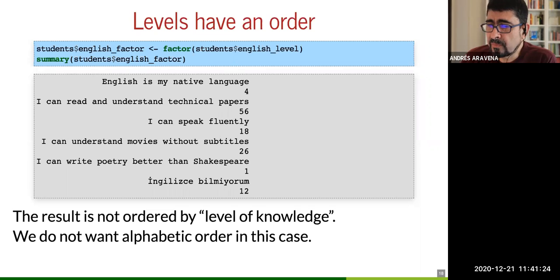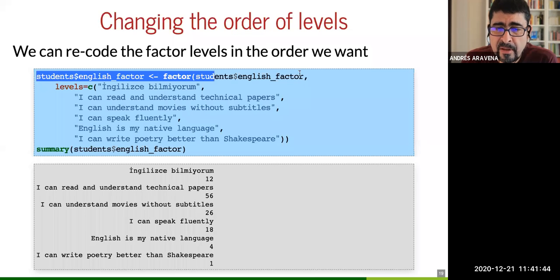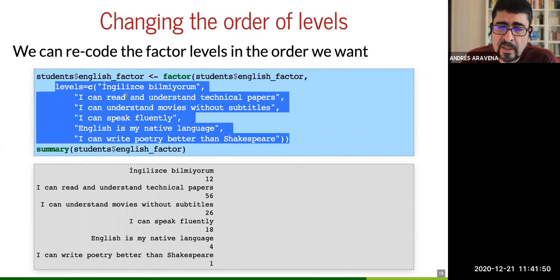So in this case, what I'm going to do is reorder them. I could have done this at the beginning, but sometimes you don't know until you see it. So I took the old factor and I make a new factor. I replace the old factor with the new factor. You see, I am updating the column here. I take the English factor and I assign it to the English factor. The only change is that I say what the levels are, in the order that I want them to be.